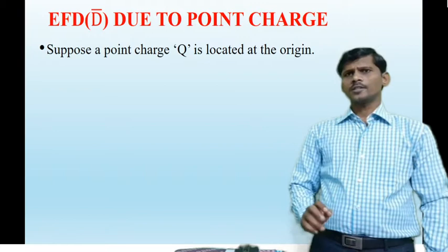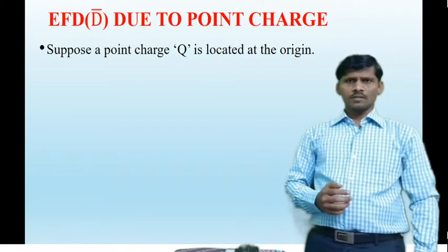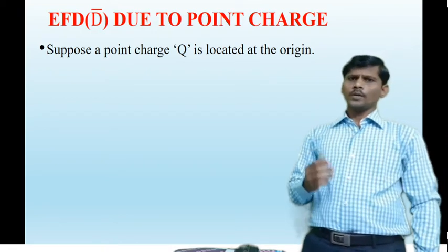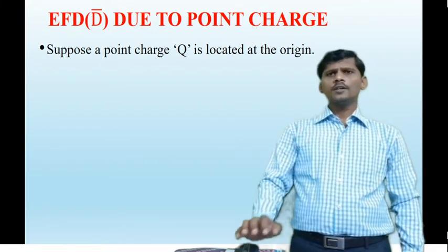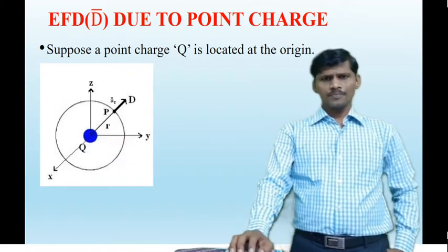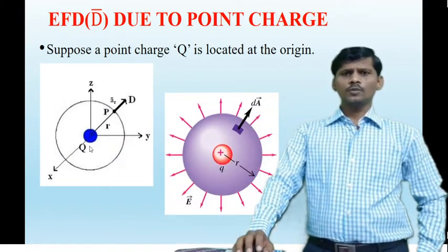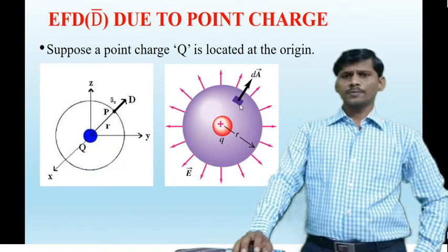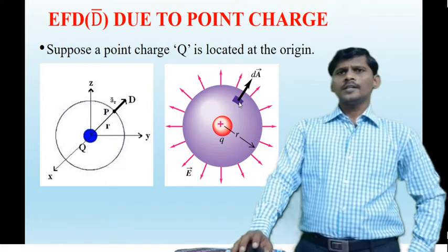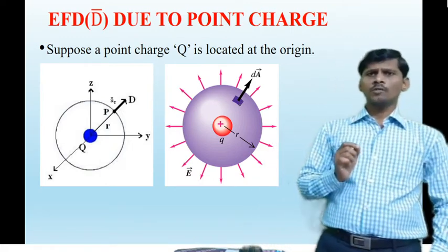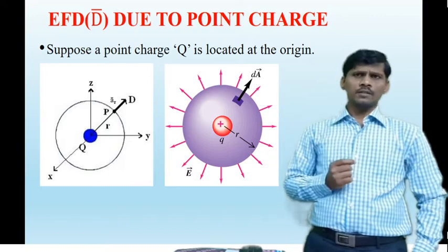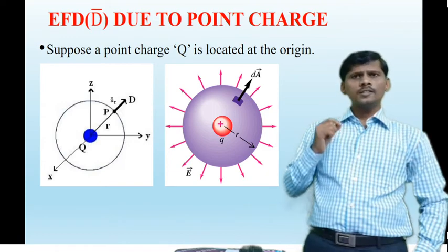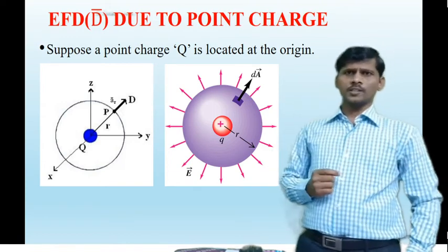Next, we are going to discuss applications of Gauss law. And the first application is to determine the electric flux density due to a point charge. Suppose a point charge Q is located at the origin. Consider a differential surface dS on the surface. At that point P, the direction of the electric flux density is always radially outward, or normal to the surface. And the differential vector surface area dS bar is also in the same direction.